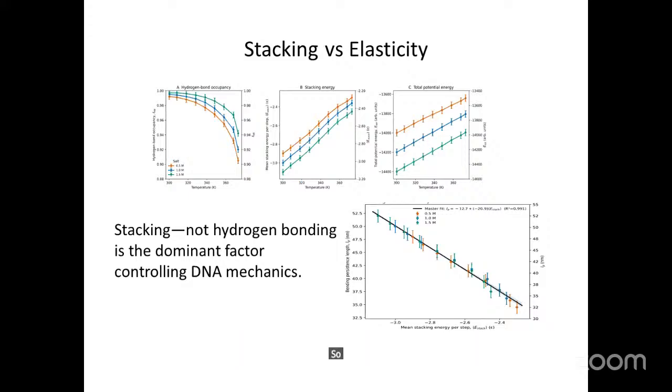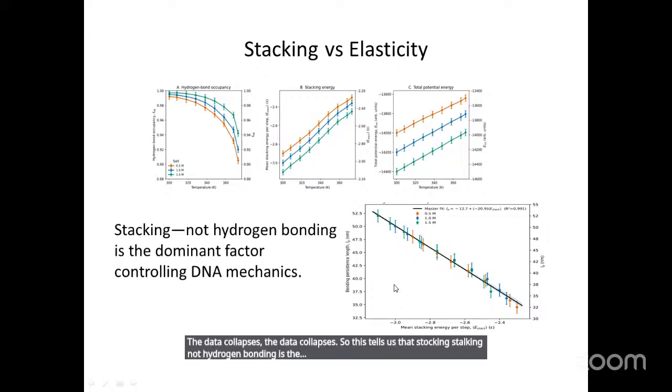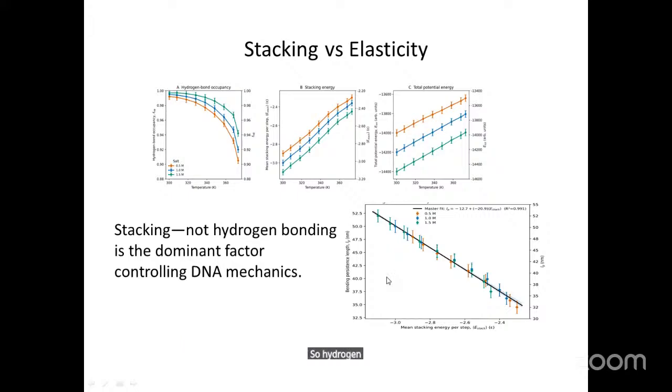So actually, this is the central physical insight of our work. Here we see that when we plot elastic properties against stacking energy, the data collapses. So this tells us that stacking, not hydrogen bonding, is the dominant factor controlling DNA mechanics. So hydrogen bonds maintain structural integrity, but in actual sense it is stacking that controls the flexibility of DNA.